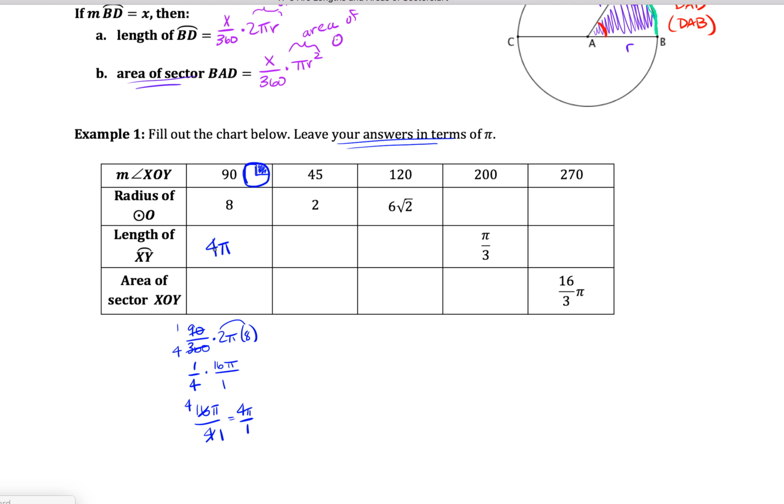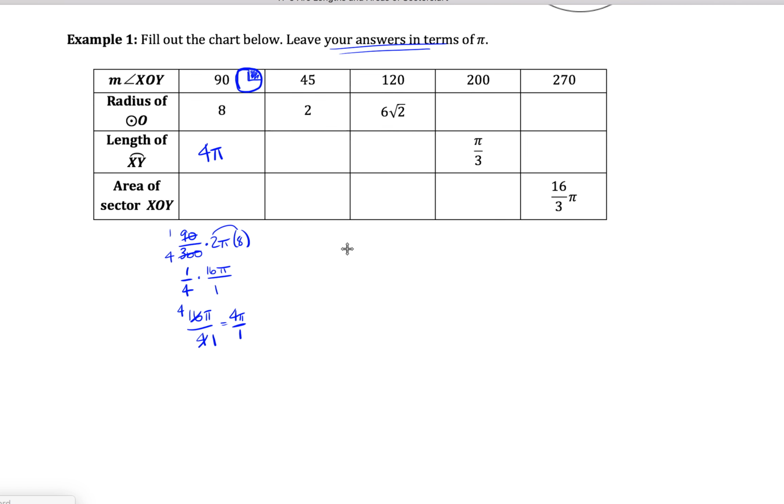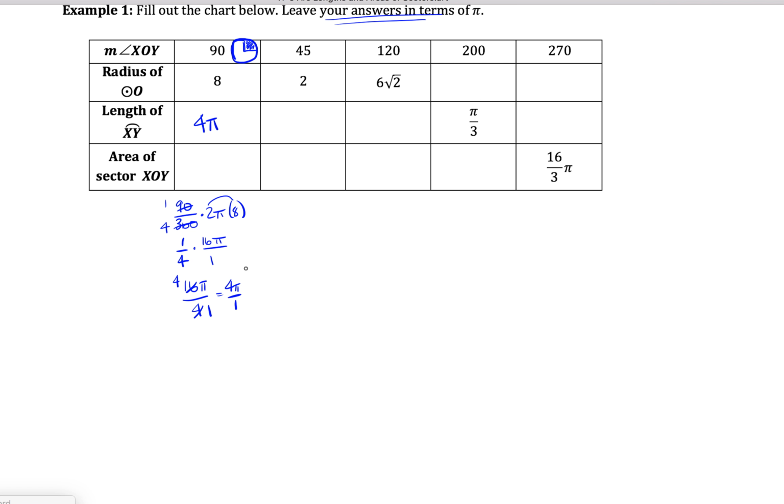That's the length of the arc. Now the area of the sector, we're going to do somewhat the same idea. Here, I'll switch over to red for these calculations. Kind of the same idea, right? We're going to take 90 over 360, but now we're going to multiply it times pi r squared. So that's going to be pi times 8 squared, since our radius is 8.